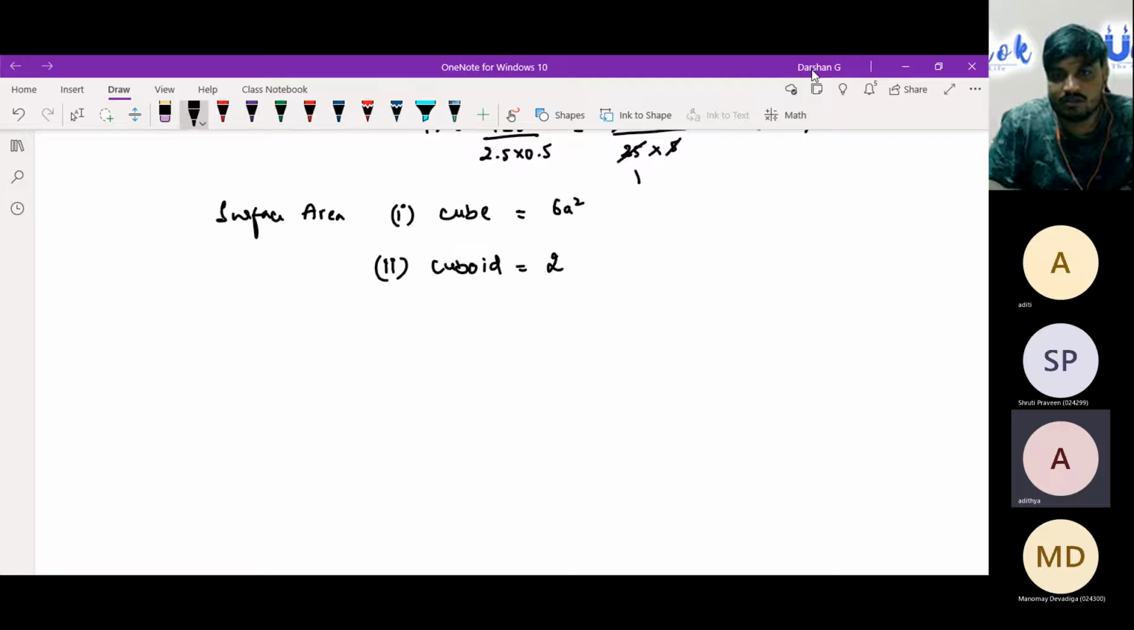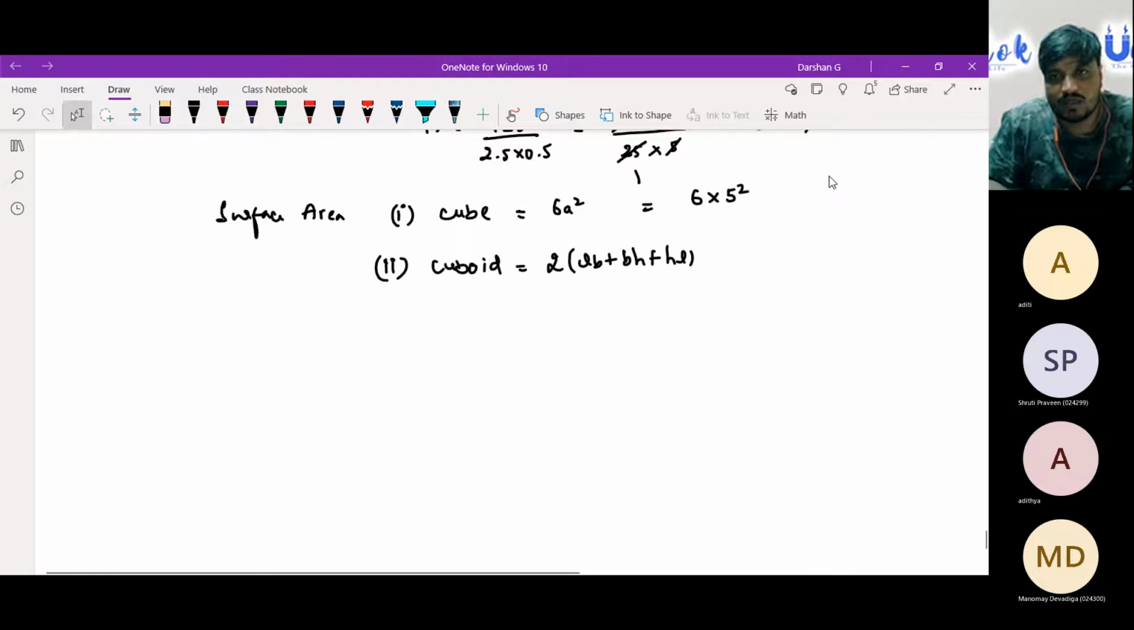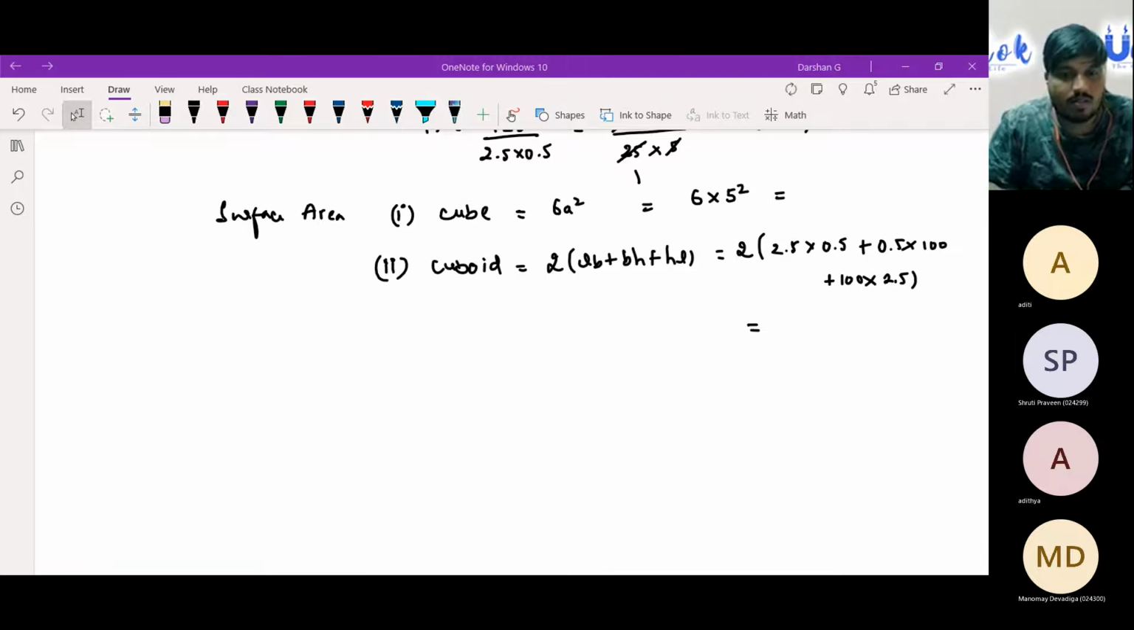Cuboid? 2 into brackets, length times breadth, LB plus BH plus HL. Very good. Try and find this answer. 6 times a square, a square is edge, so it is 5 square. So this will be 2 times, this will be slightly complex. What do you need to do? 2.5 times 0.5 plus 0.5 times 100 plus 100 times 2.5. Let's see who will find answer for both. So once you get your answer, you can let me know by raising your hand.